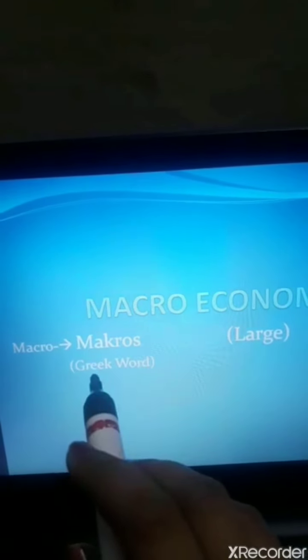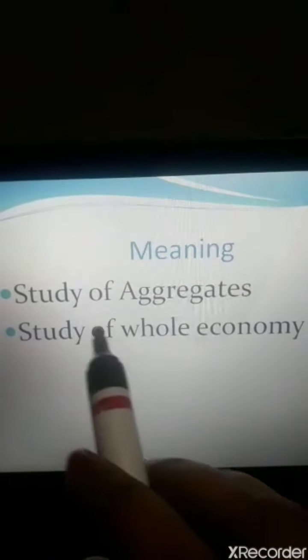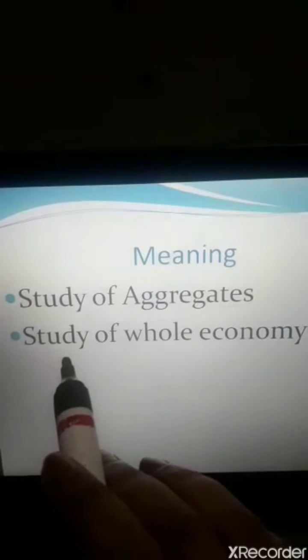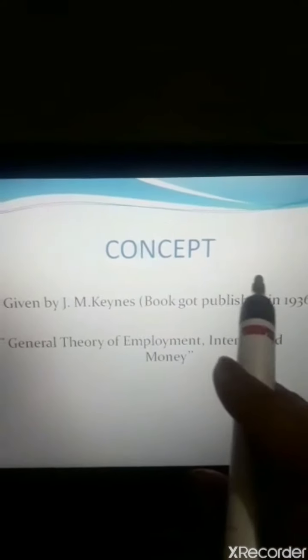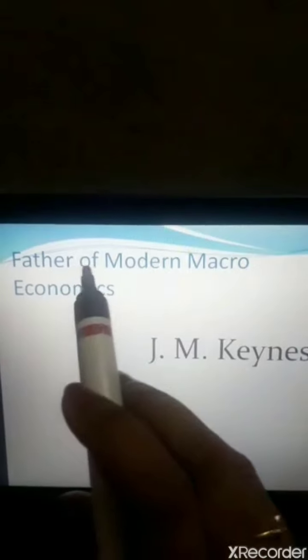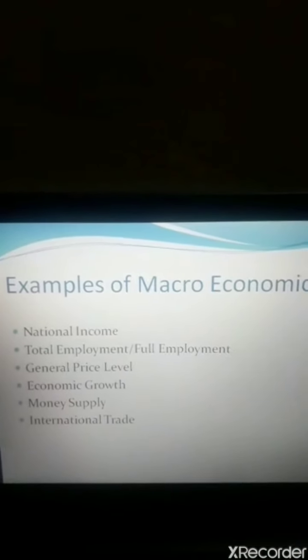Macro has been taken from the Greek word makros, which means large. Macroeconomics is a study of aggregates, or in simple language, a study of the whole economy. The concept of macroeconomics was given by Professor J.M. Keynes. He also wrote a book on macroeconomics, which was published in 1936. The name of the book was General Theory of Employment, Interest and Money. Since the concept was majorly developed by Professor J.M. Keynes, he is also known as the father of modern macroeconomics.